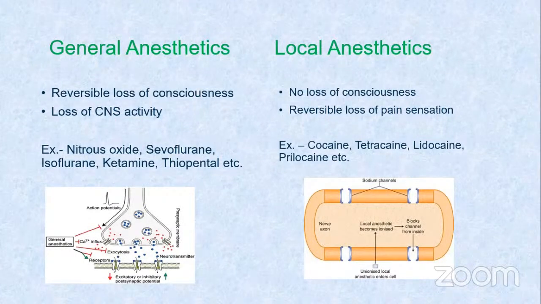And what are local anesthetics? Local anesthetics are composed of esters and amides. They act by causing reversible block to sensation along nerve fibers of any part of the nervous system.